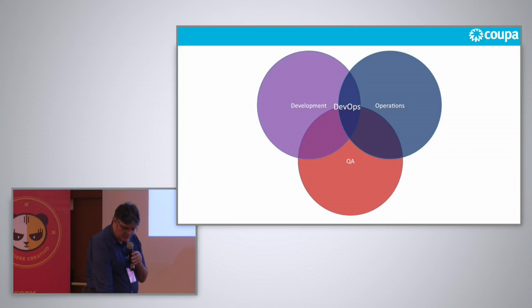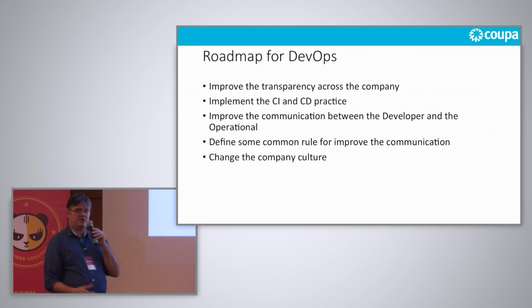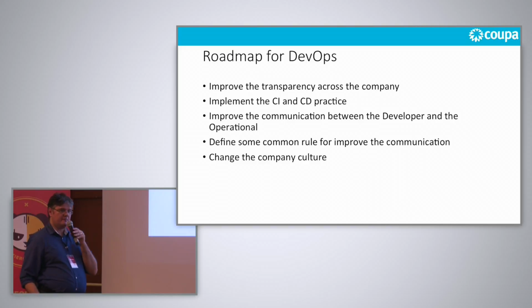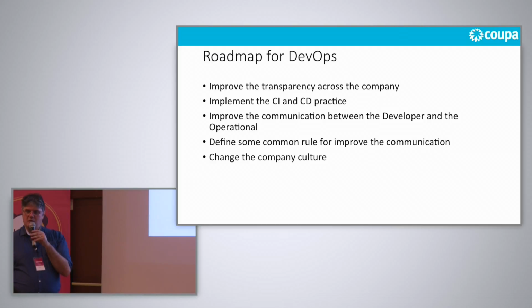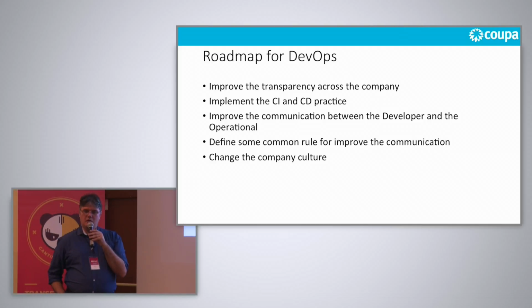We now want to see a roadmap for DevOps, what we need to do to have DevOps in our company. For example, improve the transparency across the company. Everyone makes mistakes. Everyone can be a problem. If we hide the problem, we never fix the problem.